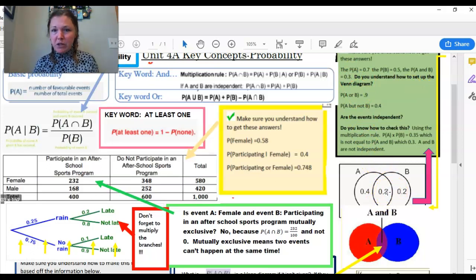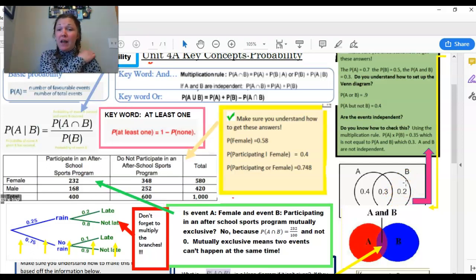Now, you need to make sure that you understand how to set that Venn diagram up. The way I taught it was I said, always start in the middle. So we know this 0.3 represents A and B. Then we say, this whole circle here has to equal 0.7, but 0.3 is already part of it. So 0.7 minus 0.3 gives us 0.4. So that's this part of the circle right here. Then with the probability of B, we know this is 0.3, and this whole circle has to be 0.5, which leaves us with this part right over here, that's 0.2.